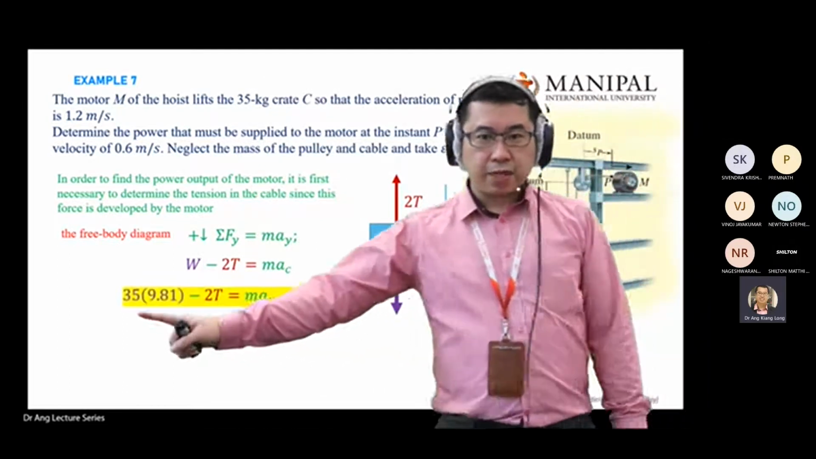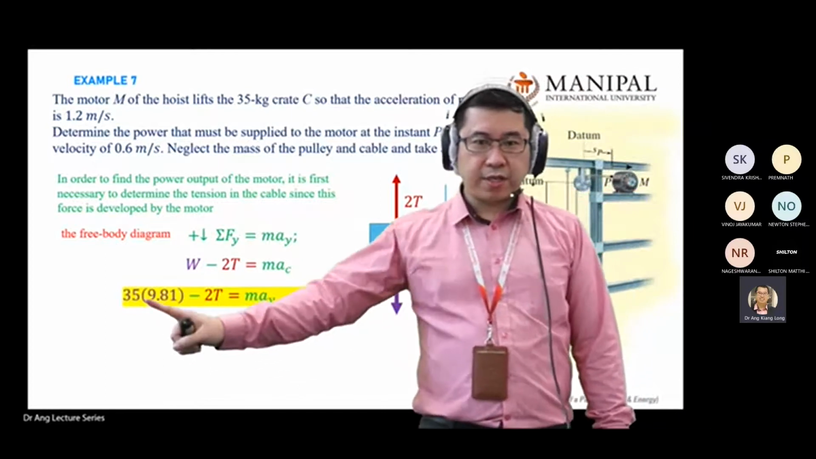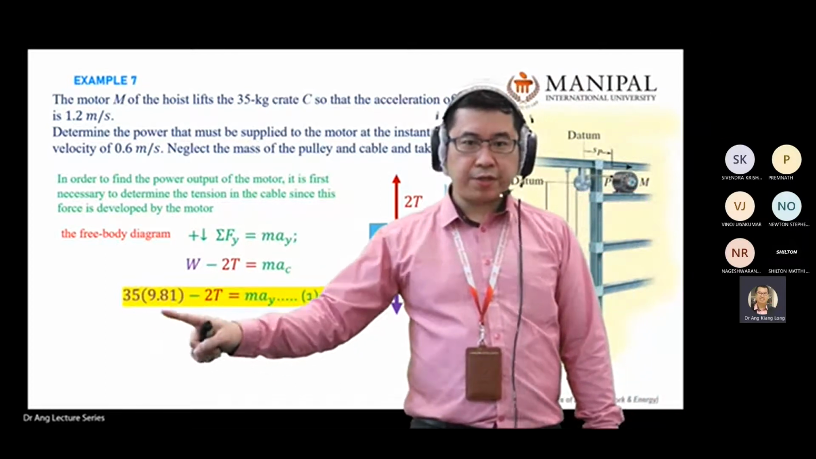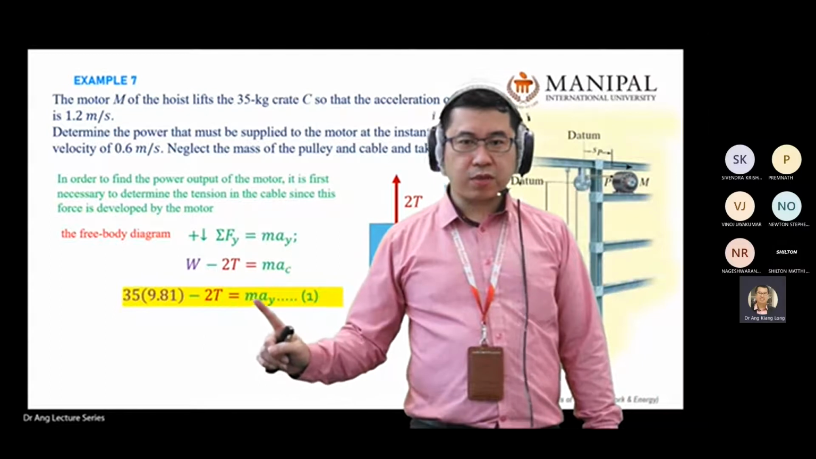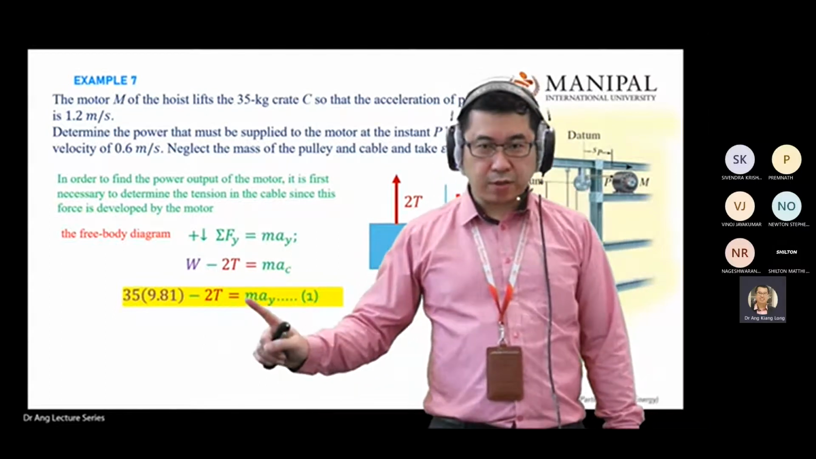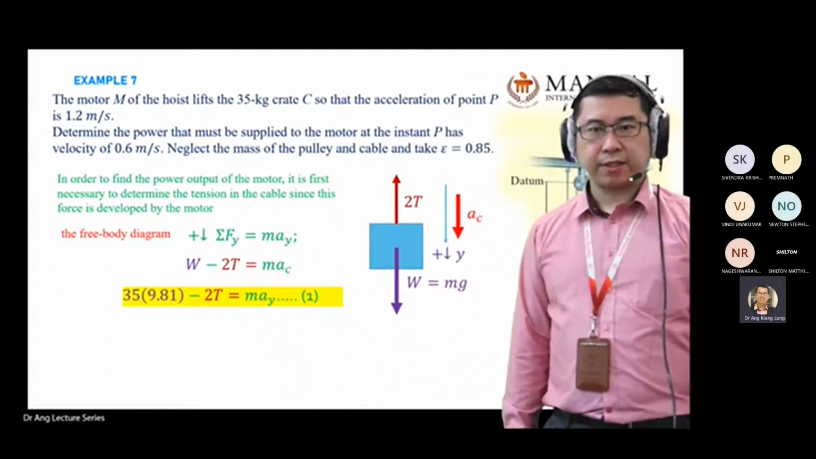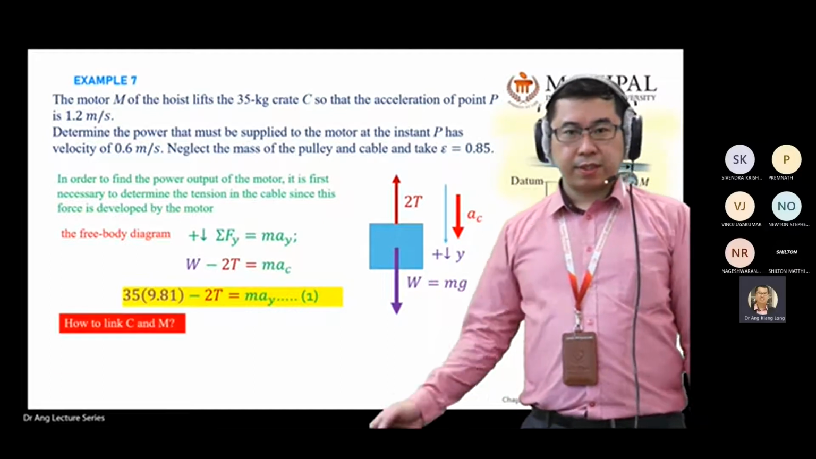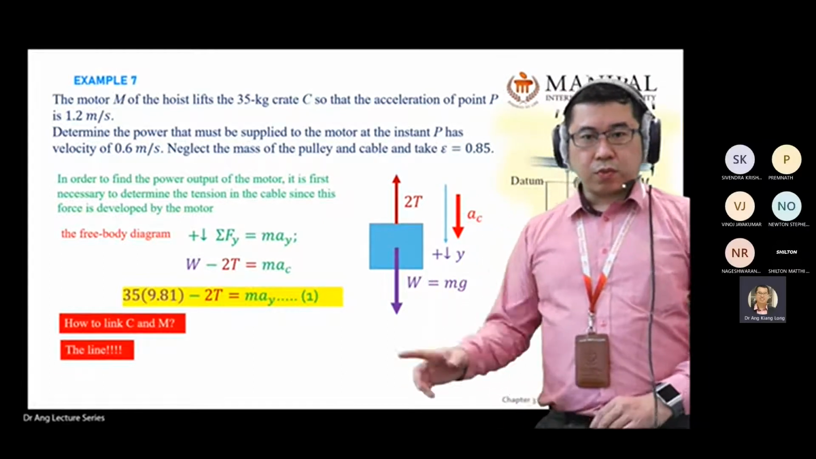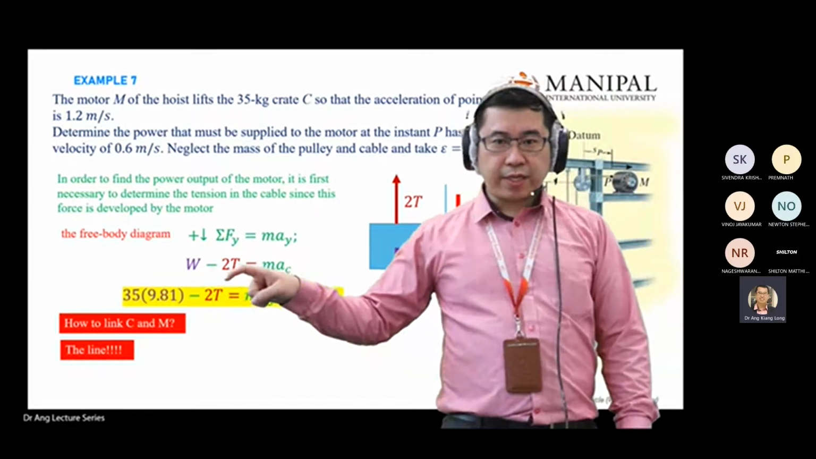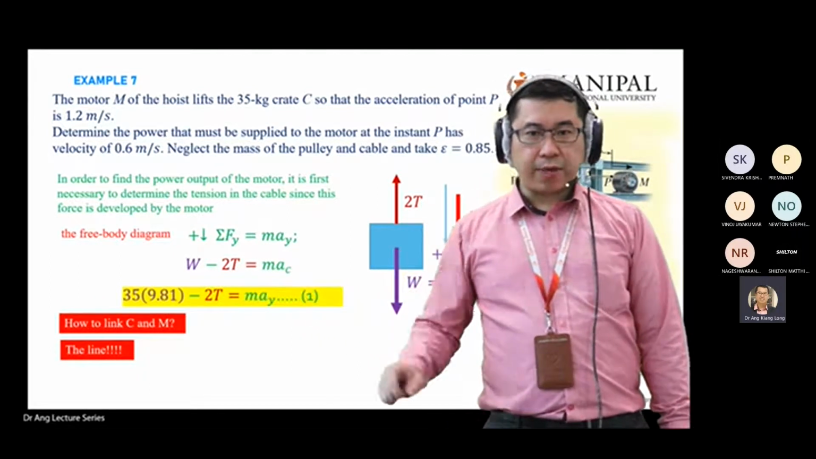Okay. So you get the first equation: W equals mg minus 2T equals 2ma, so equal to ma. So we will link. There are two unknowns here, T and AY.